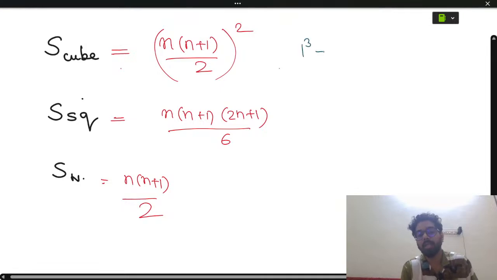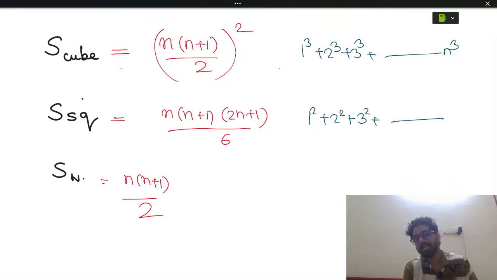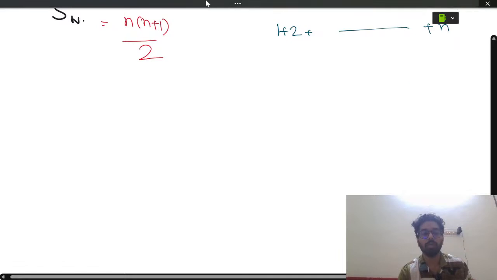We are writing 1 cube plus 2 cube plus 3 cube and so on till n cube. This is 1 square plus 2 square plus 3 square and so on. This is 1 plus 2 plus 3 up to n. This is what this formula is saying. Now they are having a question over here.